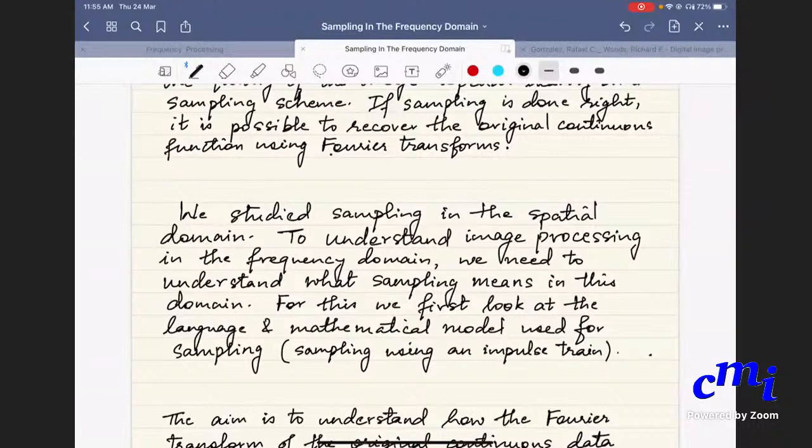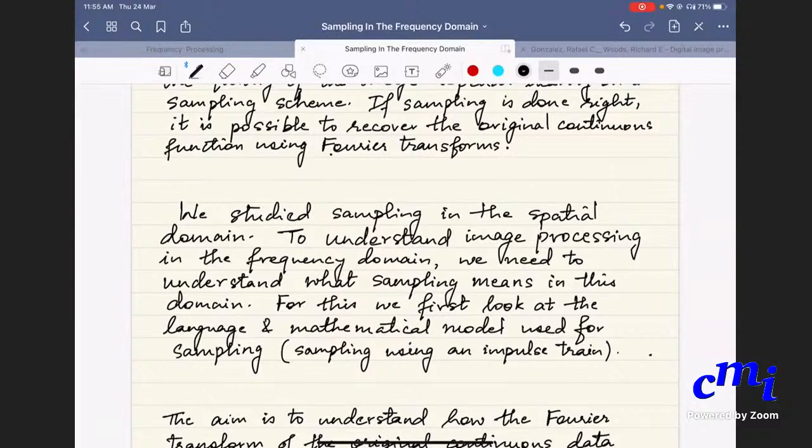So earlier we studied sampling in the spatial domain, if you remember. We saw how the image is sampled in the XY coordinates, and how it is discretized in the intensity domain also. Right? So how the intensities are built, that is what we saw. So now we want to understand it in the frequency domain, what sampling means in the frequency domain.